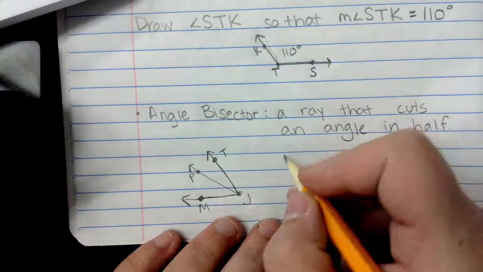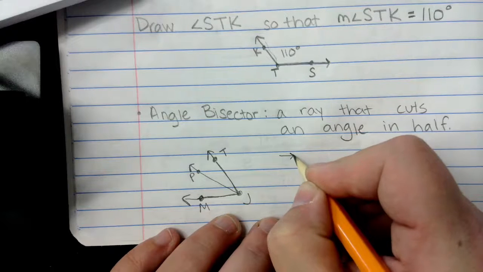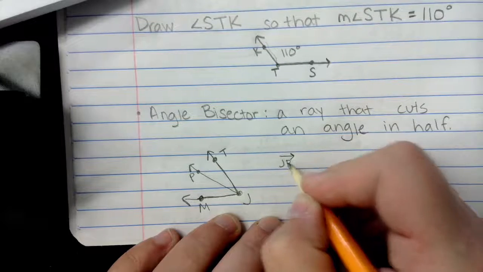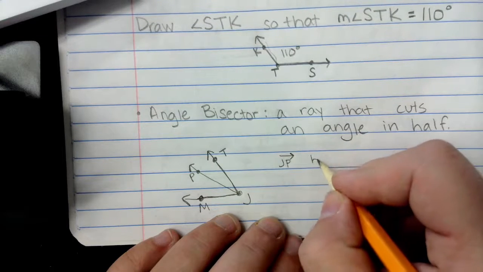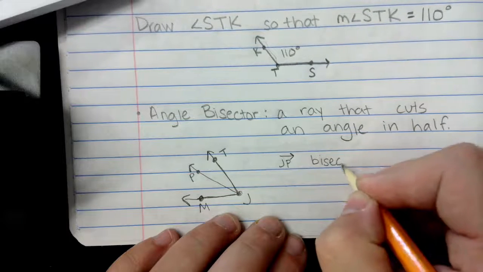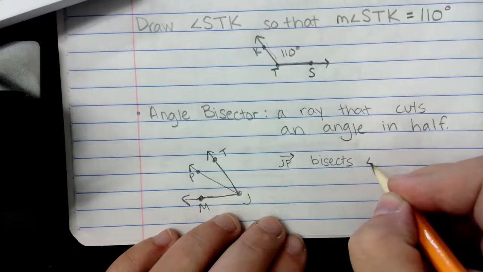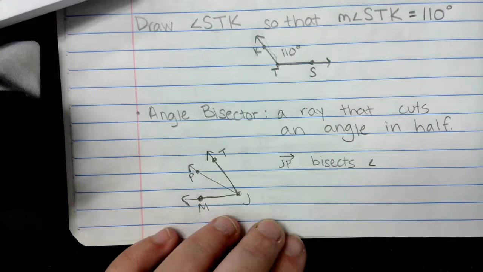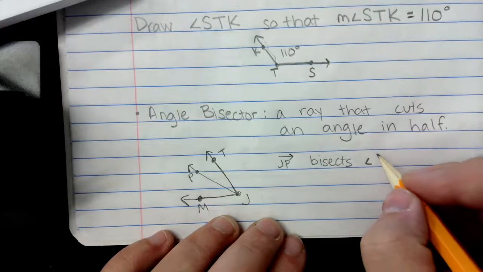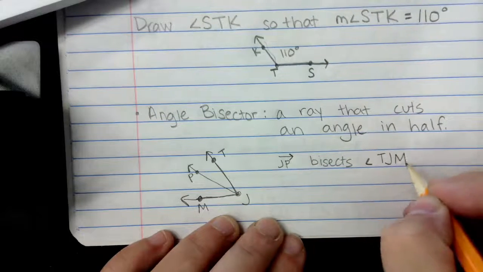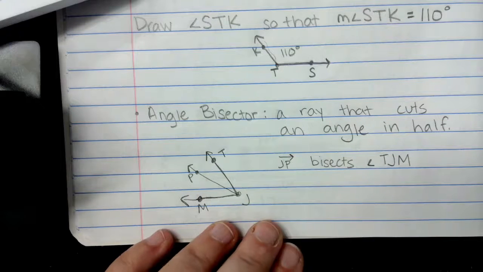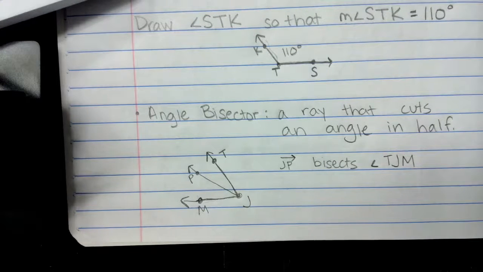So we know that ray JP bisects... What's the bigger angle that it bisects? TJM or MJT. So the bigger angle TJM, this is cutting it in half. So when it gets cut in half, what do we know about those two smaller angles now?